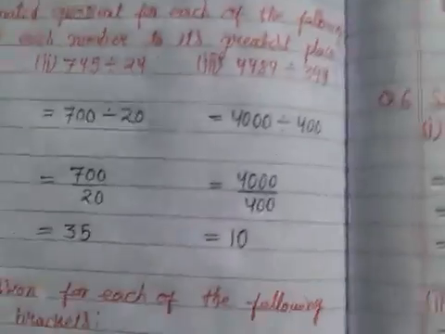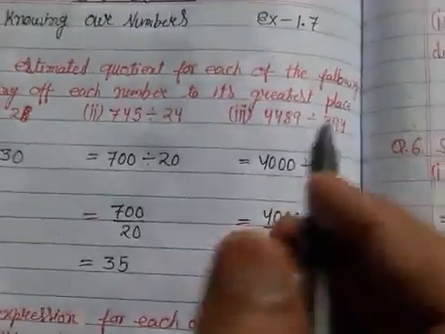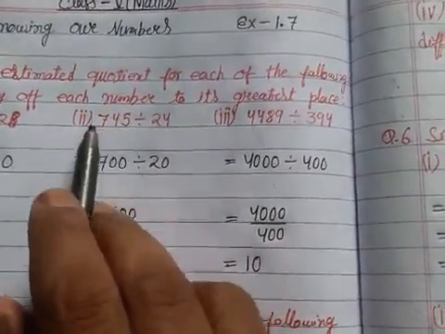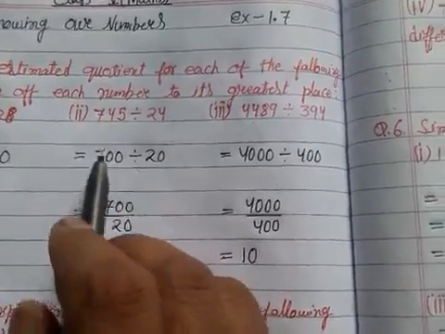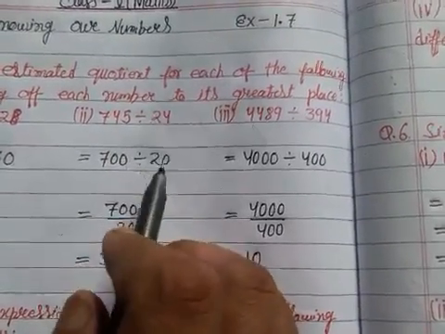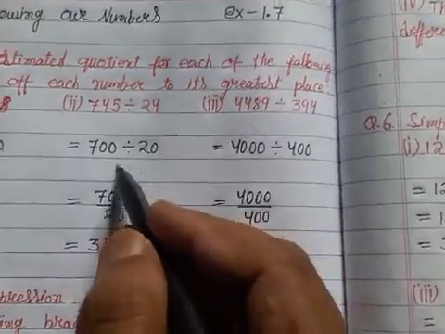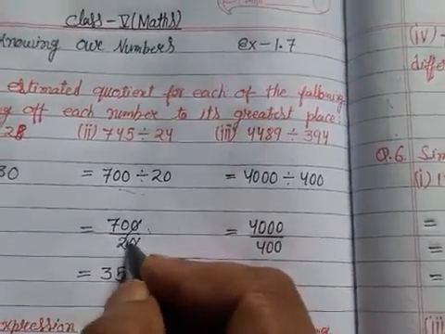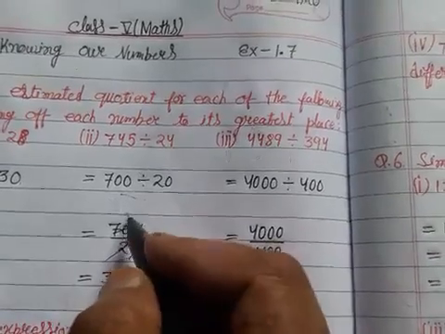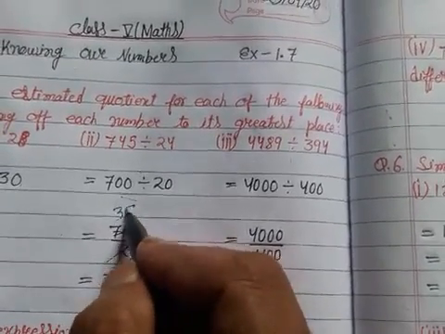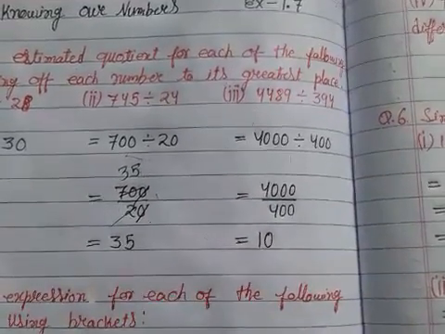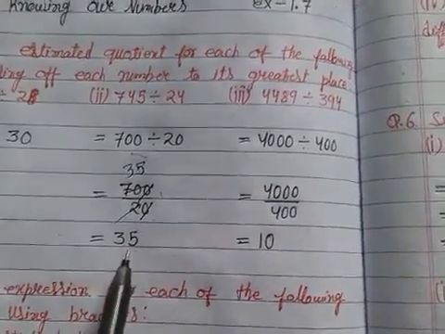Now what is the second question? 745 divided by 24. So round off of 745 is 700 and 24 is 20. So we divide 700 by 20. Here we also cancel 0, and 35 times, we cancel it by 2. So the result is 35.